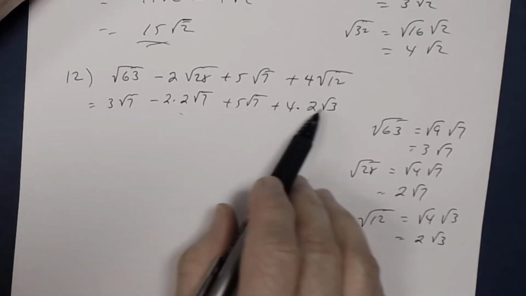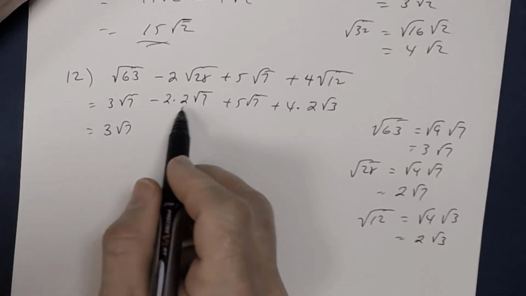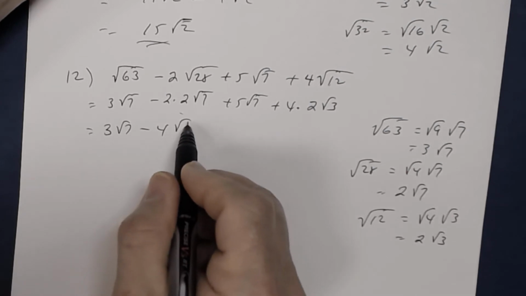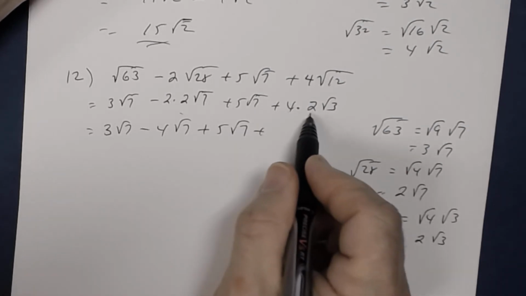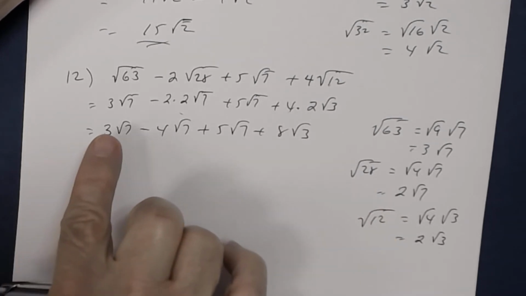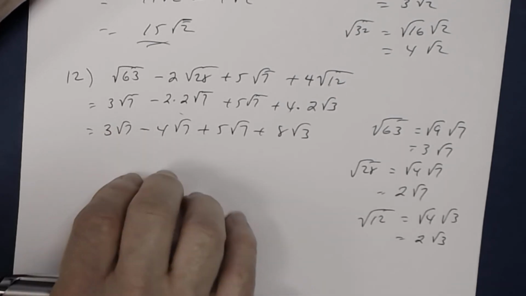Now let's go ahead and simplify what we can at this point. So that's 3 square root of 7. Now when I say simplify, I mean rewrite this. So that's 2 times 2 is 4. So that'll be minus 4 square root of 7 plus 5 square root of 7 plus, and then 4 times 2 is 8 square root of 3. Now, can I simplify any further? Can I simplify the radicals any further?